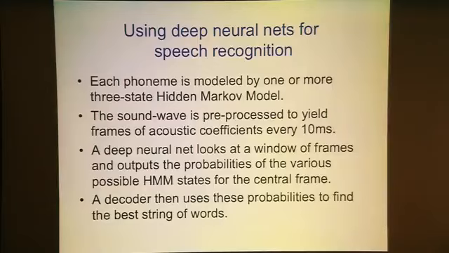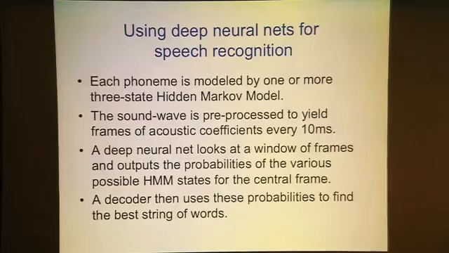And what's happened in the last few years is that deep neural nets have been shown to do a better job at saying whether a state of a hidden Markov model fits the data. And they work in the other direction. They say, given the acoustic data, can we predict which state of which hidden Markov model is the best fit? And having made those predictions, you then use the standard technology to figure out what the most likely sentence is.